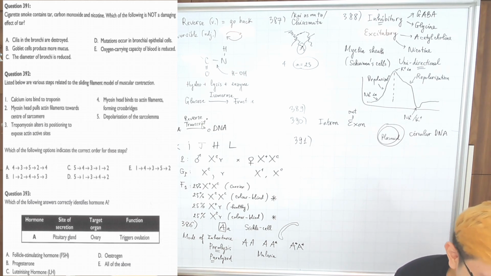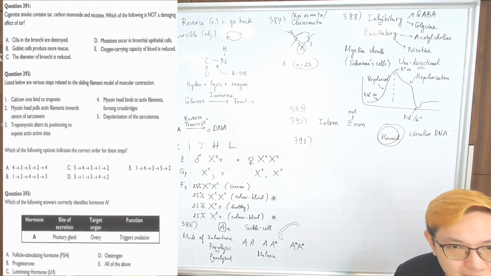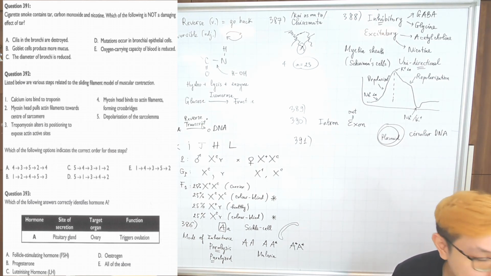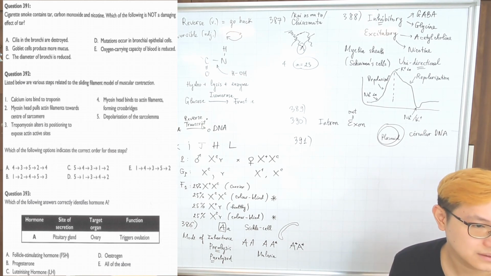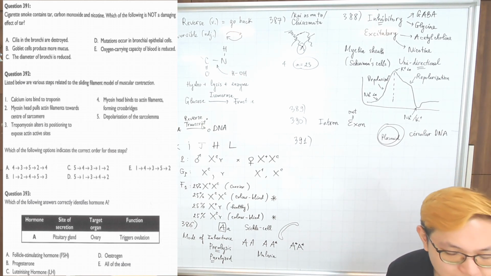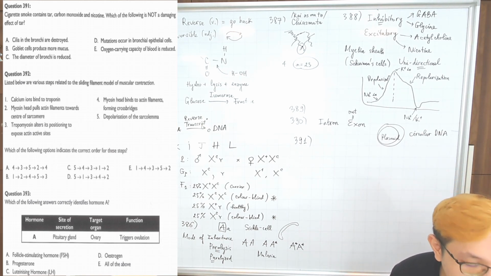Okay, so B. Goblet cells produce more mucus. Trong cái alveoli á, nó có những cái goblet cells. So goblet cells are inside the alveoli. And goblet cells produce more mucus. Tế bào goblet nó sản sinh ra nhiều cái chất nhầy hơn trong cái alveoli. So it's inside the alveoli, producing more mucus.